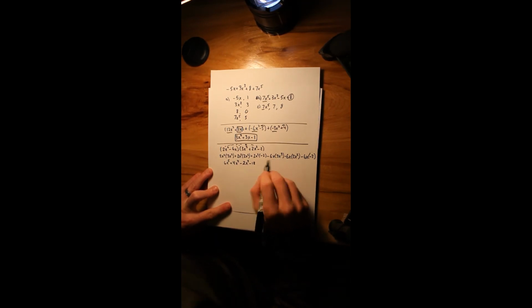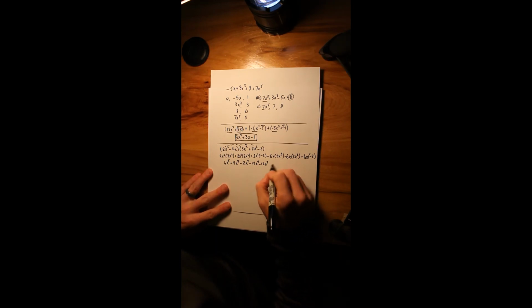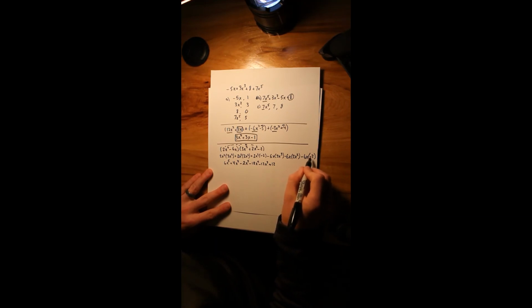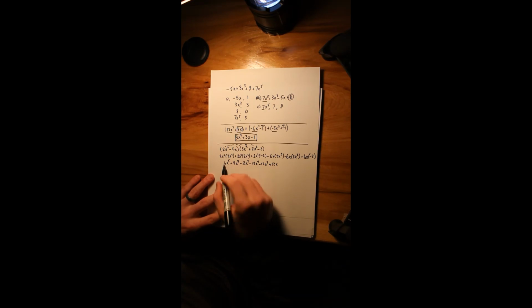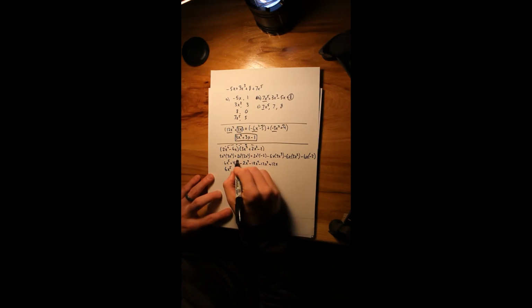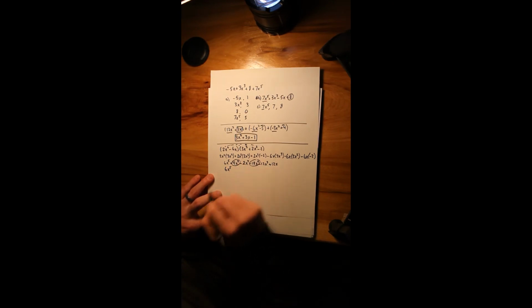x and x cubed is x to the 4th, so x to the 4th. Negative 6 times 2, negative 12. x times x squared, x cubed. And then lastly, we have negative 6 times negative 2, positive 12, and then the x is just x. Okay, so we have 6x to the 5th. That doesn't combine. Okay, we have to combine the 4th powers.